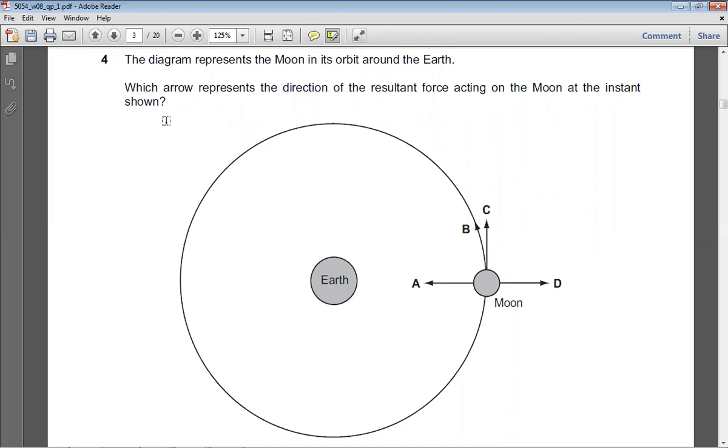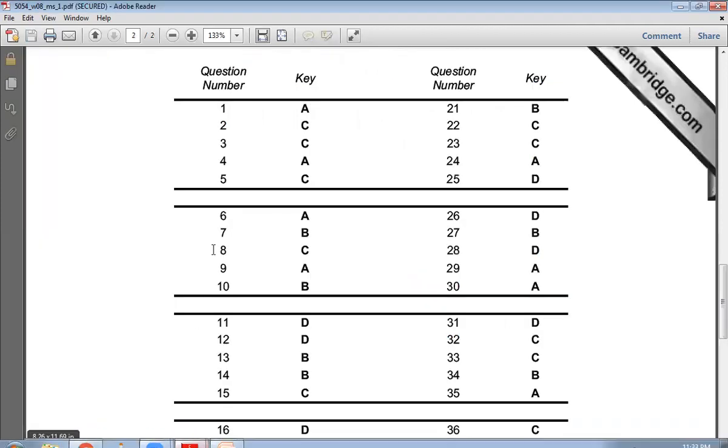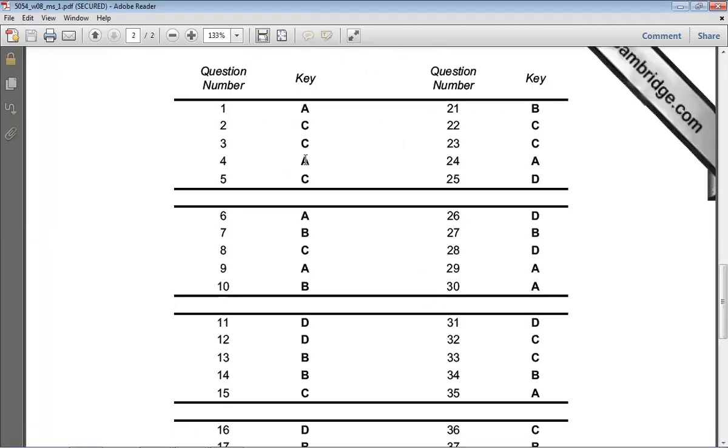So at this moment, the resultant force acting on the moon will be directed towards the center of that circle in which the moon is moving. So I think that A is the best option. Question number 4, let's check the answer. A is the right answer.